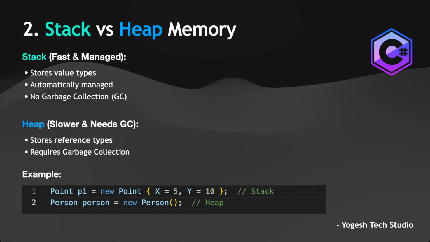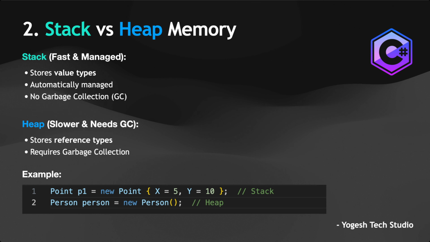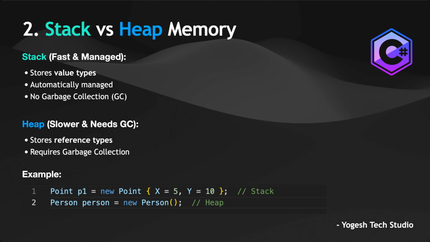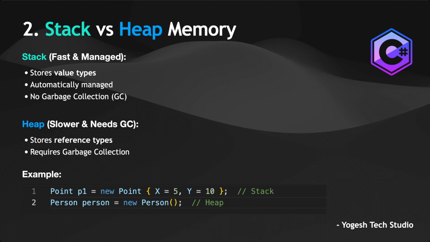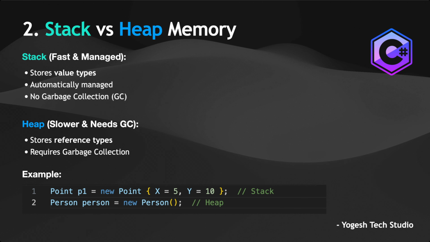So as you can see on line number 1, we are creating an object of a struct Point. We are giving the values for x and y, so this will get stored on the stack. Whereas on line number 2, the Person class, we are creating a new object of the Person class. The reference is going to be stored in the heap. Okay, so let's see this example in real time. We'll create both a struct as well as a class, and we'll see the difference between both of them.